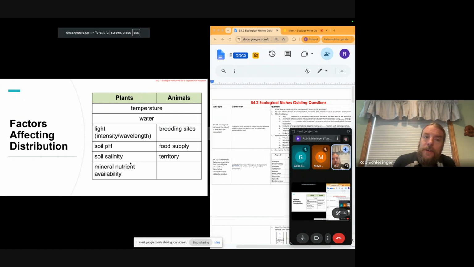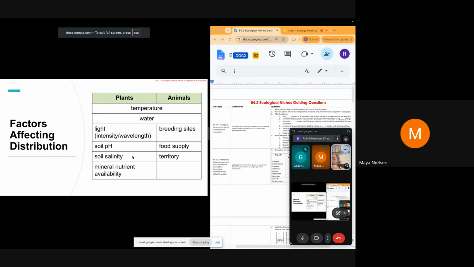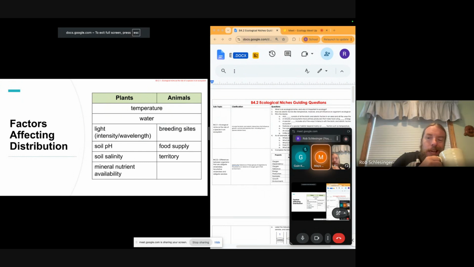Some other factors that affect distribution would be soil pH, salinity. Salinity refers to what? Like the salt concentration within the soil. Yeah, absolutely, 100%. And then we've got food supply, territory, mineral nutrient availability.